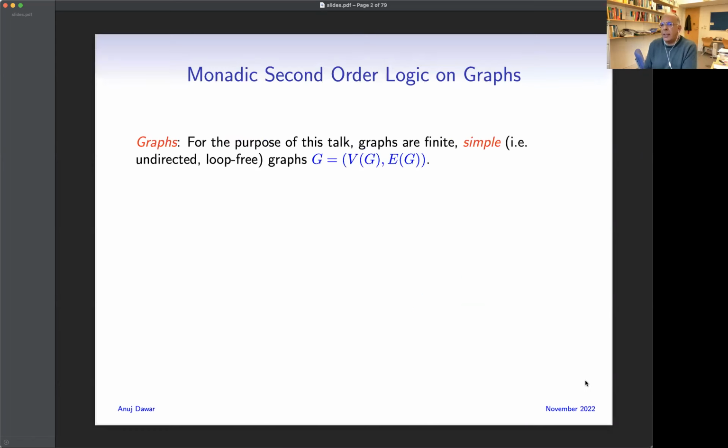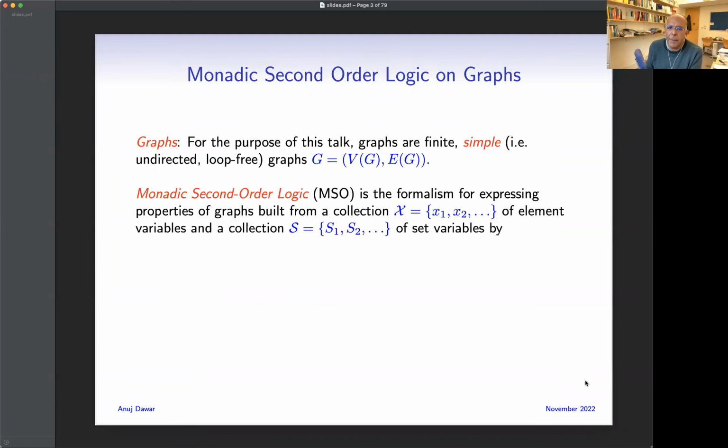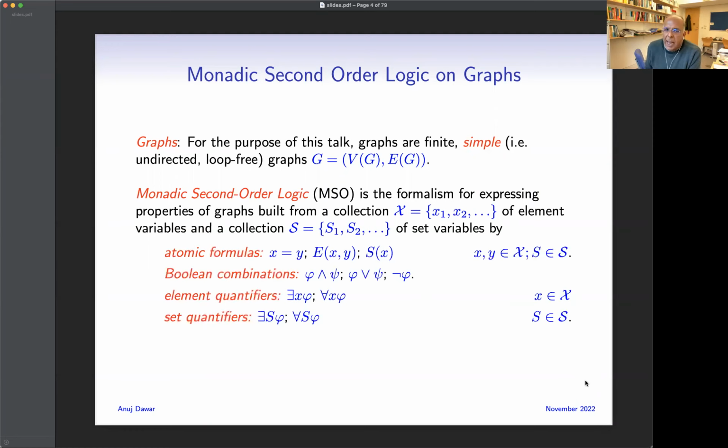Right. So as Carlos said, this is about monadic second-order logic and graphs. For the purpose of this talk, graphs are finite, simple, meaning undirected loop-free graphs. And monadic second-order logic is a formalism for expressing properties of graphs, which formally we define by having a collection of element variables and a collection of set variables. And we can recursively define the formulas as you might expect. The atomic formulas are equality, the edge relation, and unary relations S(x) where S is a set variable. We have Boolean combinations, then we have quantification both over elements and over sets. Right? That's the monadic second-order logic of graphs.